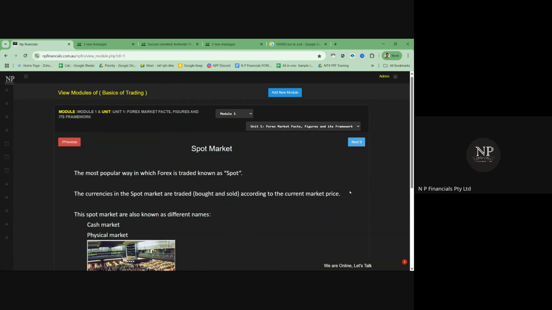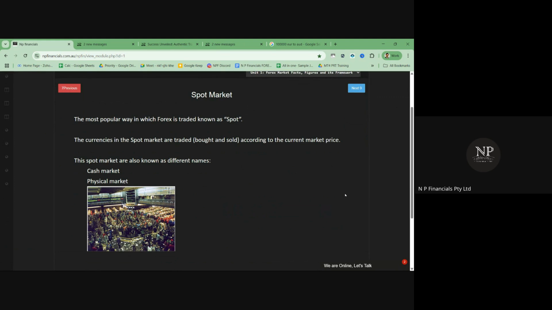I told you I'll be telling you what is the spot market. The spot market is the most popular way in which Forex is traded, known as spot. The currencies in the spot market are bought and sold according to the current market price. The spot market is also known by different names, for example, cash market or physical market.